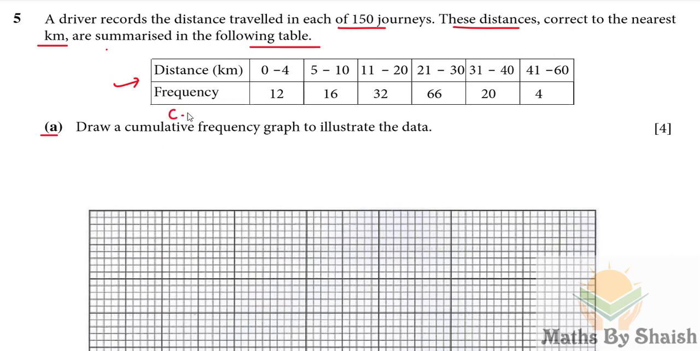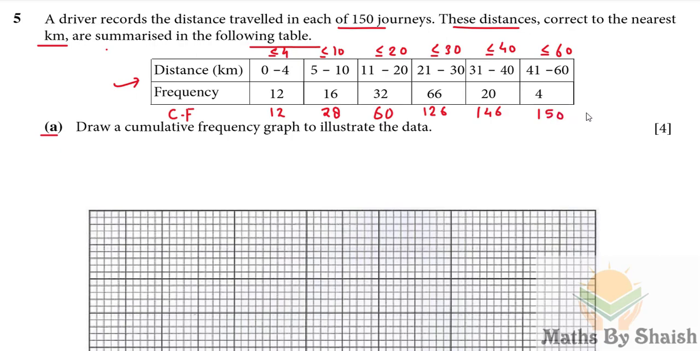Let me write cumulative frequency. So for cumulative frequency, till less than or equals 4 we have 12, less than or equals 10 we are going to add them, so 12 plus 16 is 28, then less than or equals 20, that is going to be 60, and then less than or equals 30, and here 60 plus 66 is 126, and here less than or equals 40, it is going to be 126 plus 20, 146, and the last is going to be till 60, it is going to be 146 plus 4, 150.